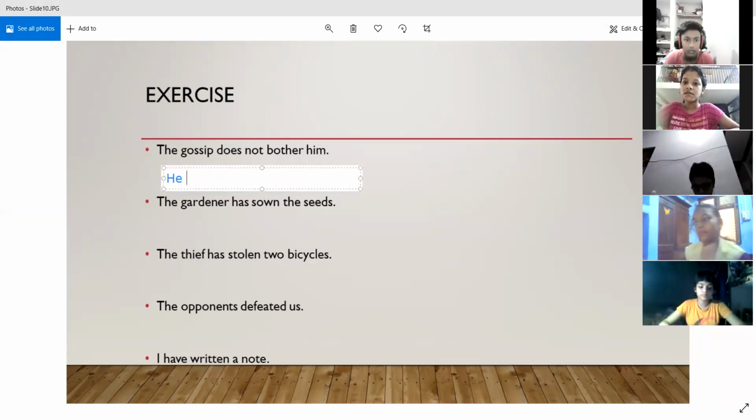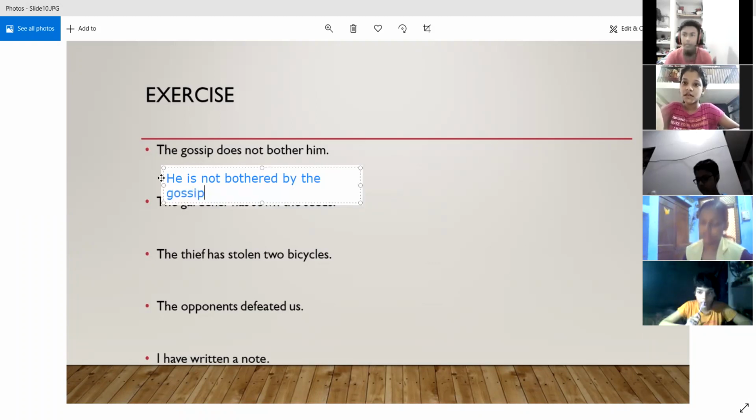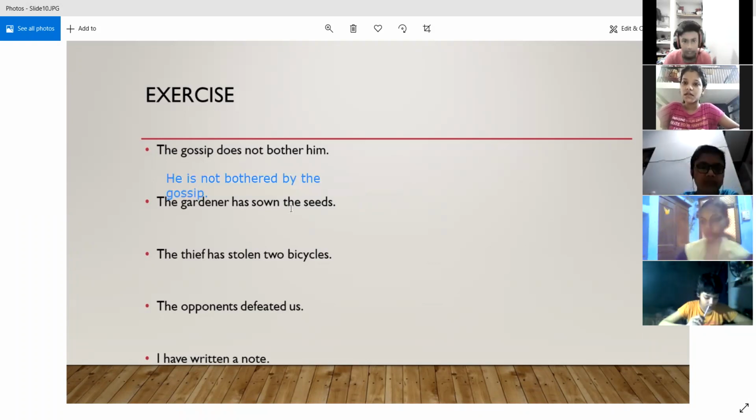The gossip does not bother him. Sir, the tense present here, sir, is simple present. All right. Yes. It is simple present. And we know that the correct form of be verb for it is you need to add is. So that is why we have added is over here.